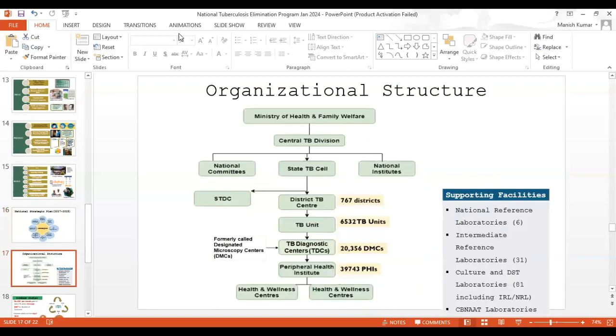This is the organizational structure under the ministry. There is a Central TB Division which takes care of the TB program. There are national committees, state TB cell, and national institutes. These national institutes are basically research institutes or academia who are pioneers in their field. Under the state TB cell there are district TB centers, then the TB unit which I talked about, then TDC, that is TB diagnostic centers, then peripheral health institutes, and down to that there is the health and wellness center.